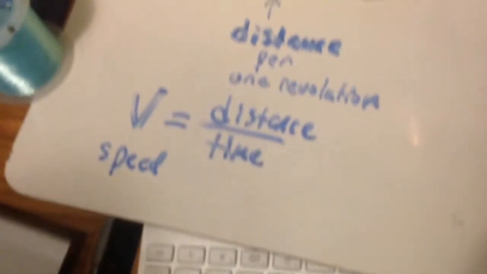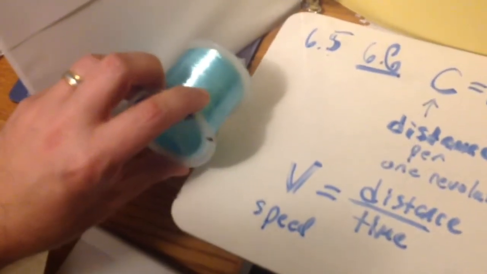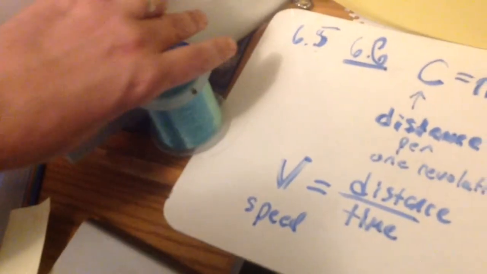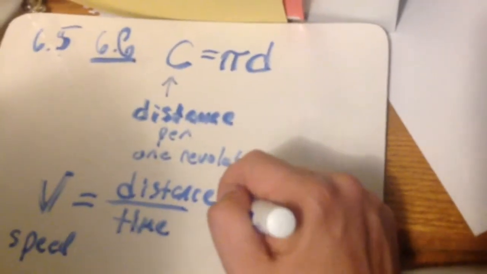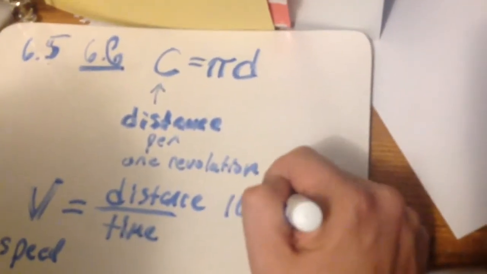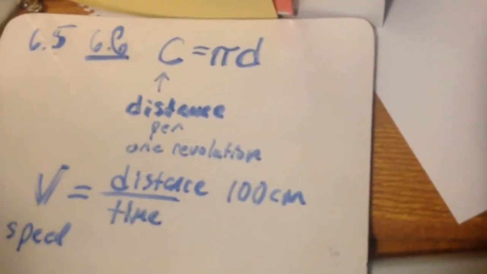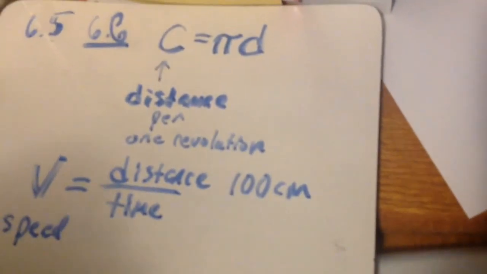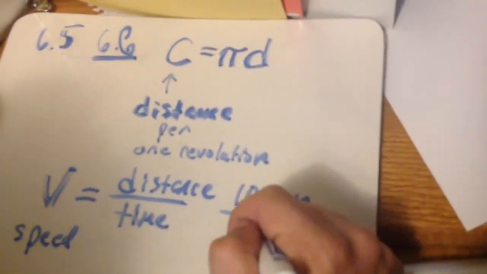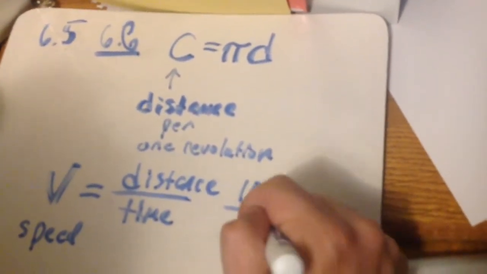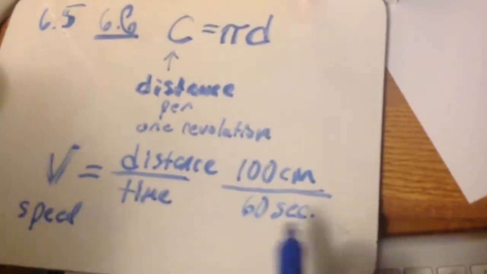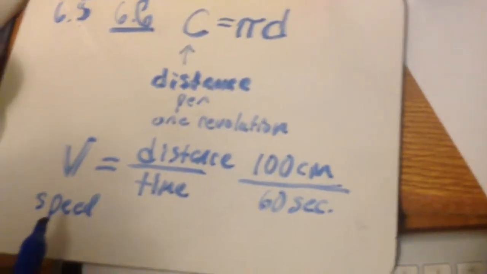So in the case where I had this thing right here, if it turned out that I was able to roll this, let's say, 100 centimeters, and that was after it rolled a certain amount of time. Let's say we measured the time, and it was 60 seconds. We could divide that out to find its speed.